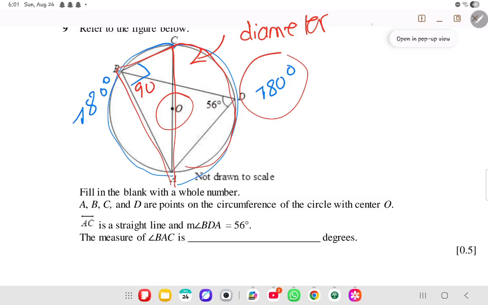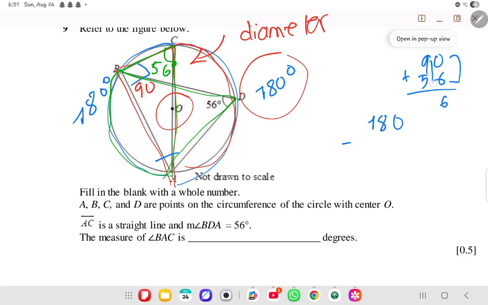Now, something else you can notice is that BDA intercepts this arc, which is also intercepted by angle BCA. That means these two angles are equal, so this is also 56 degrees. And that leaves us with the ability to find the angle BAC very simply by doing 180 minus 90 plus 56. What's 90 plus 56? It's going to be 6, 9 plus 5 is 14.